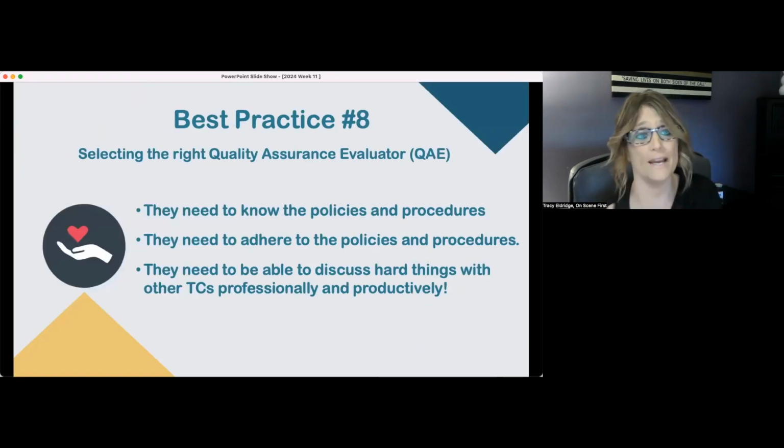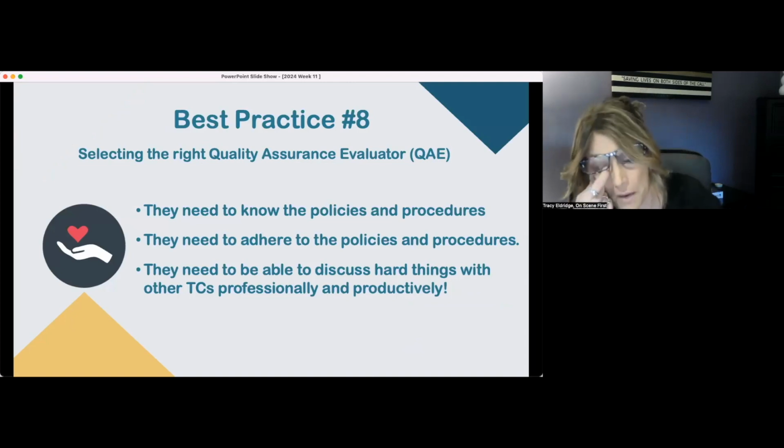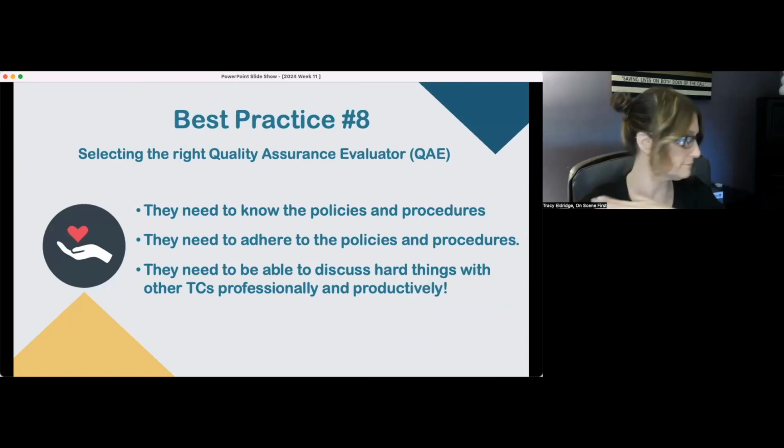Best practice number 8, selecting the right QAE, quality assurance evaluator. This person, first and foremost, needs to know the policies and procedures. They should not be evaluating calls if they are not fluid in the policies and procedures. So if they're not compliant in their call handling, they shouldn't be doing it for others. They need to adhere to the policies and procedures.